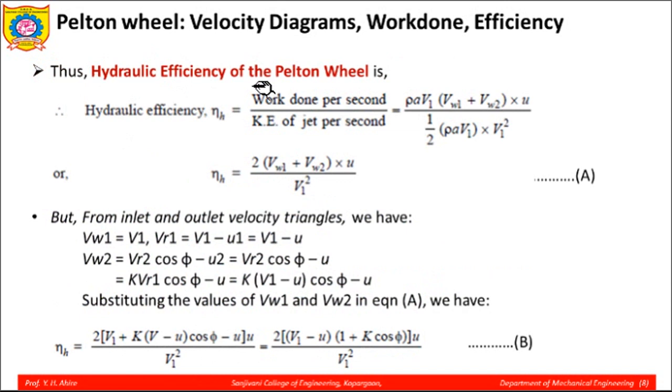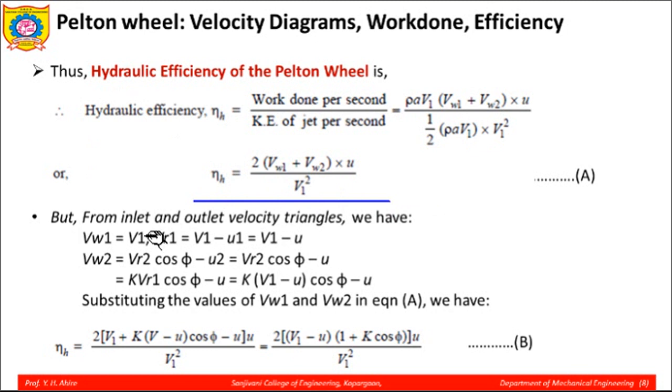So we take absolute velocity V1 here. The hydraulic efficiency of the Pelton wheel is defined as the rate of work done per second on the wheel divided by kinetic energy of the jet per second. So divide the rate of work done by kinetic energy. On simplification it is equal to 2 times (Vw1 + Vw2) into U divided by V1 square. Okay, rho a V1 cancels out. So this is the formula of hydraulic efficiency of the Pelton wheel: 2 times (Vw1 + Vw2) into U upon V1 square.